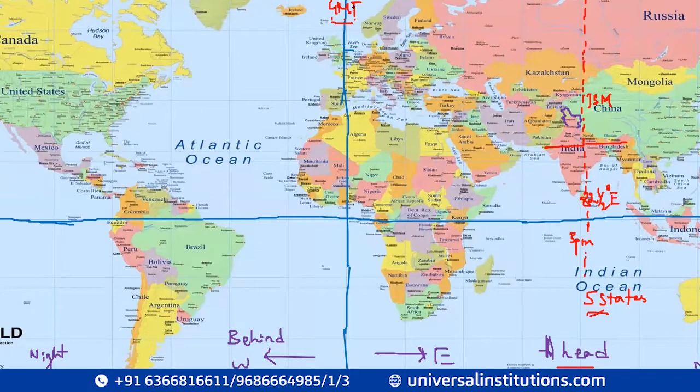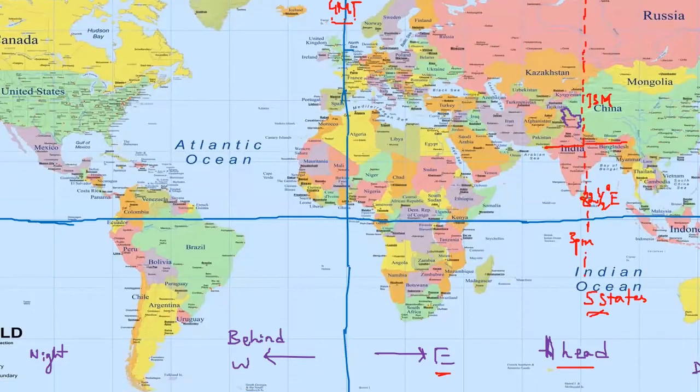From Greenwich, notice that we are 1 hour, 2, 3, 4, 5 and a half. I told you, each 15 degrees is 1 hour. So we are 5 hours 30 minutes ahead of GMT. How many of you agree? Or GMT plus 5:30. Yes or no?